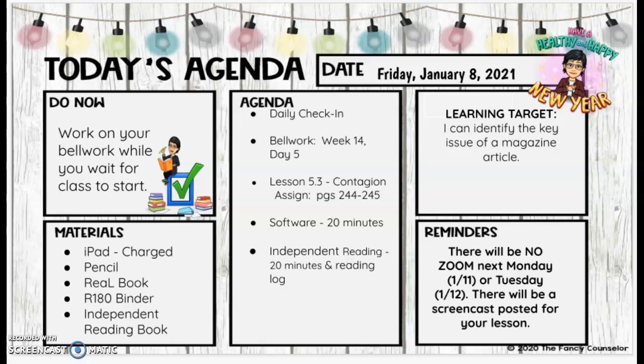Today is Friday, January 8th, 2021. And today we're going to be working on lesson 5.3 in workshop 5, Contagion. So you're going to need your real book, and we're going to be working on pages 244 and 245. The learning target will be, we're going to be reading a magazine article called Silent Killer. And so our goal and our target today will be to identify the key issue of a magazine article.